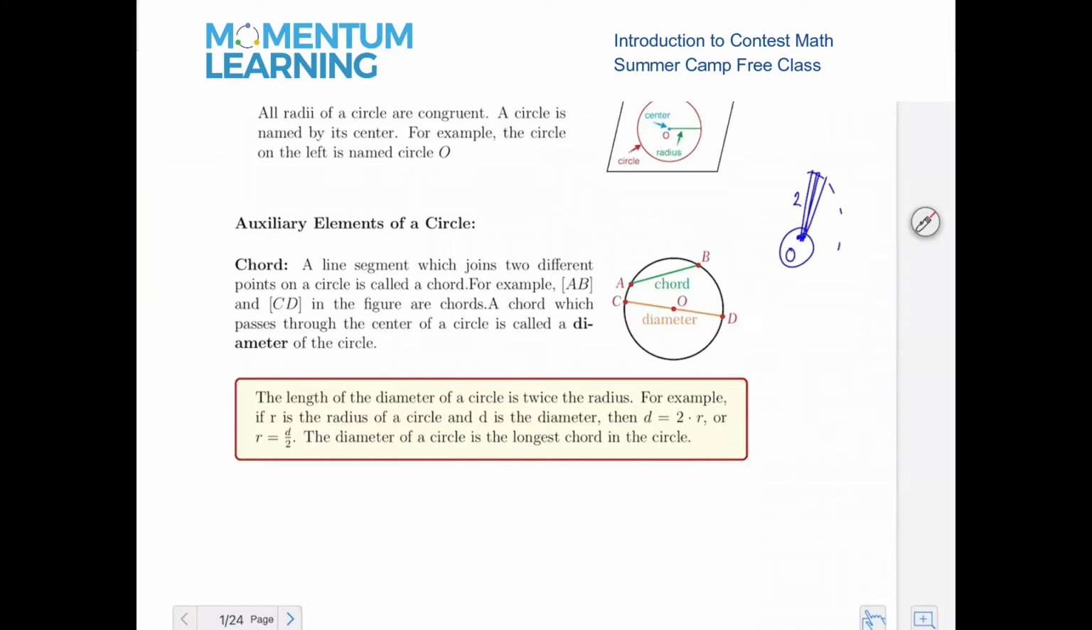So we call this line CD the diameter, AB is a chord. CD is also a chord, but it is a special one. It is called the diameter.